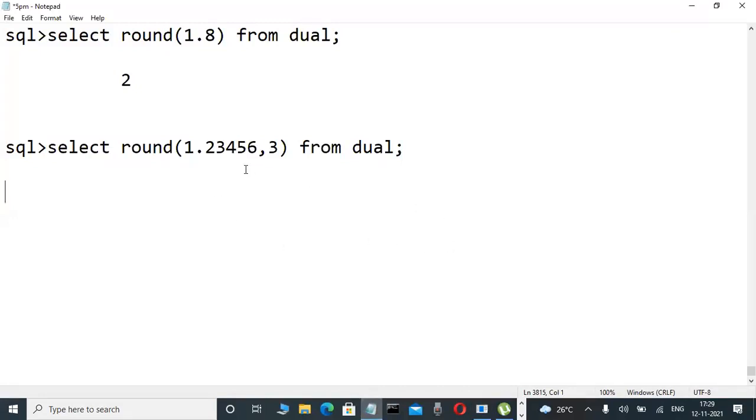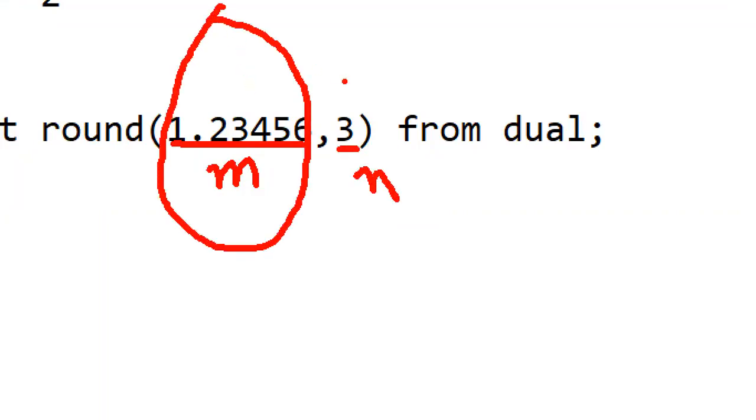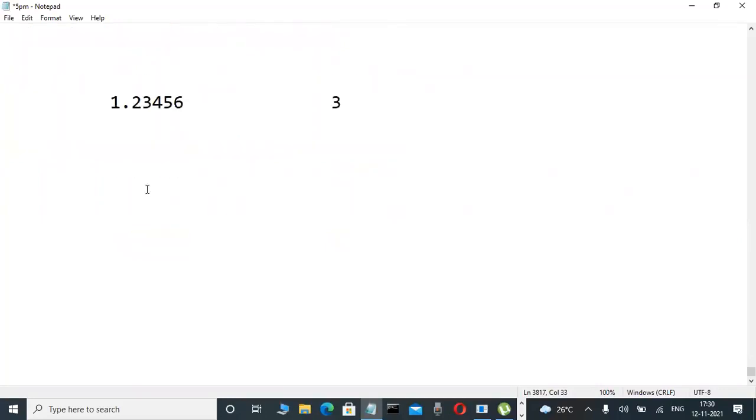Always, how do you think as a first-time newcomer? This is an m number, and this is an n number. I want to round the number m based on n. Okay, logic, observe here: round that number based on n. Suppose m is a number, which one? 1 point, observe here: 1.2345, that is the number. I want to round it based on n. I am giving 3 only.